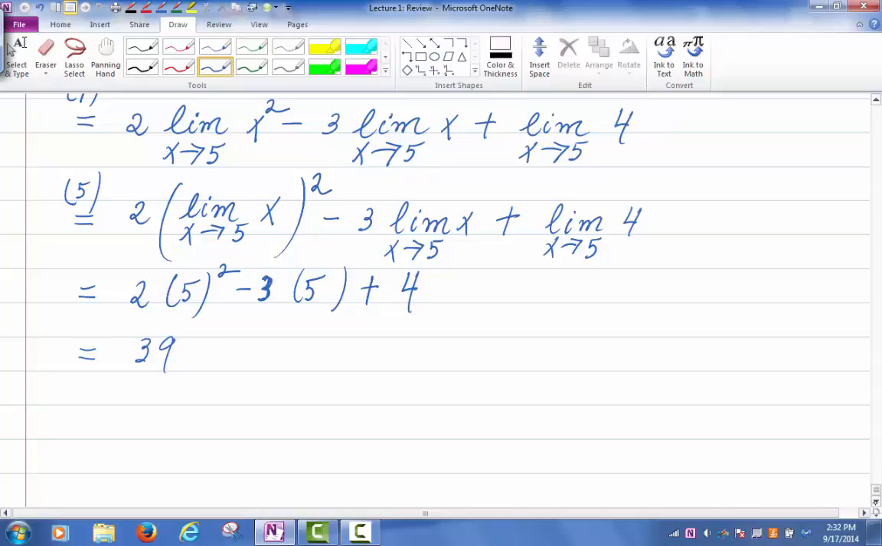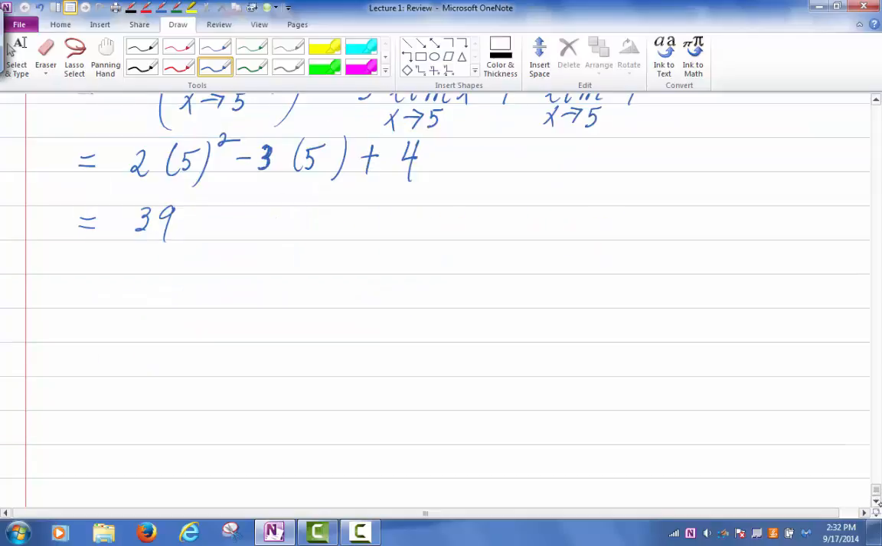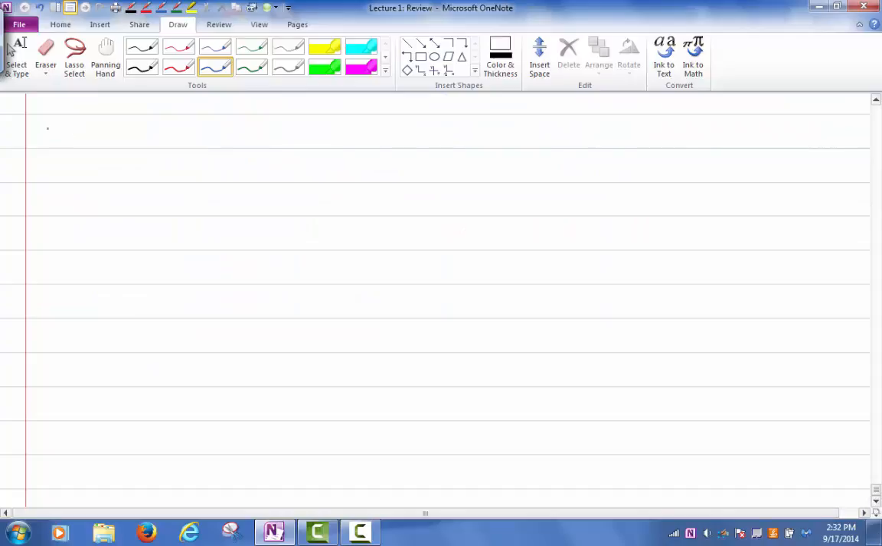And this is in fact true for any polynomial. So if you are computing the limit of a polynomial at a number a, all you have to do is plug in that a. Okay? So let me now write that down.